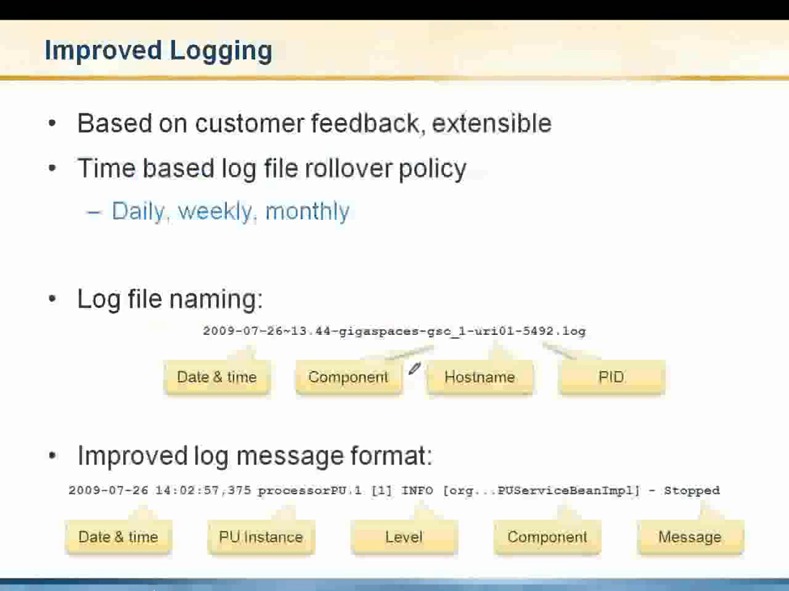In terms of log file naming, there have been some improvements. You can see that we have the process ID, the logging component, and some other relevant details. In the log messages themselves, maybe the most important change is that we now show the processing unit instance name, and that means that if you run multiple instances on the same JVM, you can filter log messages based on which processing unit printed them.